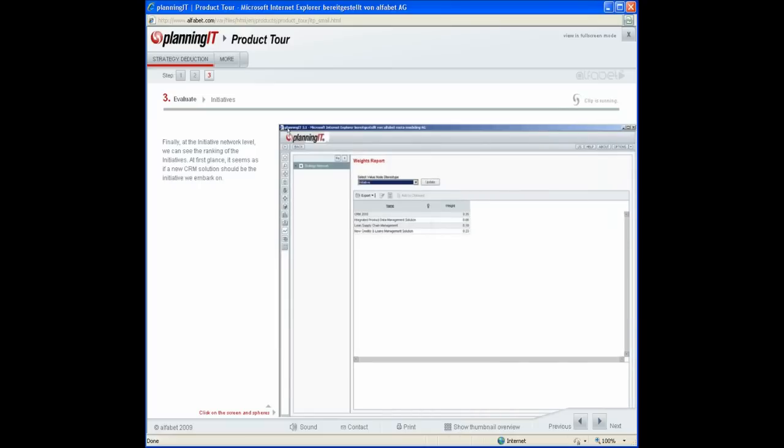Finally, at the initiative network level, we can see the ranking of the initiatives. At first glance, it seems as if a new CRM solution should be the initiative we embark on. However, the weights do not add up to 1, indicating that there is an inconsistency in the strategy network.